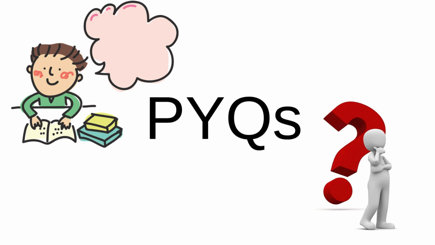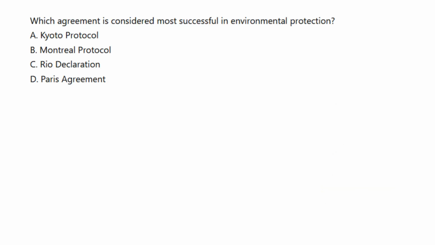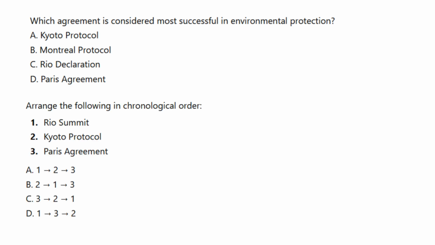Let's try out some previous questions. It's time to test ourselves. Which agreement is considered the most successful in environmental protection? Option A, Kyoto Protocol, B, Montreal Protocol, C, Rio Declaration, and D is Paris Agreement. The answer is Montreal Protocol. The next one is: arrange the following in chronological order: Rio Summit, Kyoto Protocol, Paris Agreement. Can anyone guess the answer? The answer is option A: 1. Rio Summit, 2. Kyoto Protocol, 3. Paris Agreement.